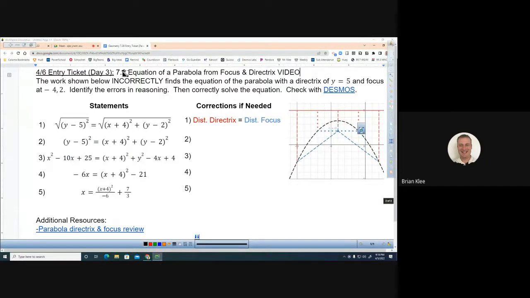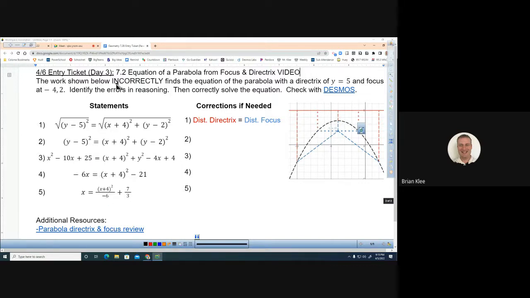Today's entry ticket, we're taking a look again at writing a parabola to fit a given directrix, which is in red, to a focus. So eventually we should be able to check our answers in Desmos, and the top equation should eventually get us to the bottom equation. So the statement in step 1, statement in step 5 should match and any of the statements along the way if we're doing our work correctly.